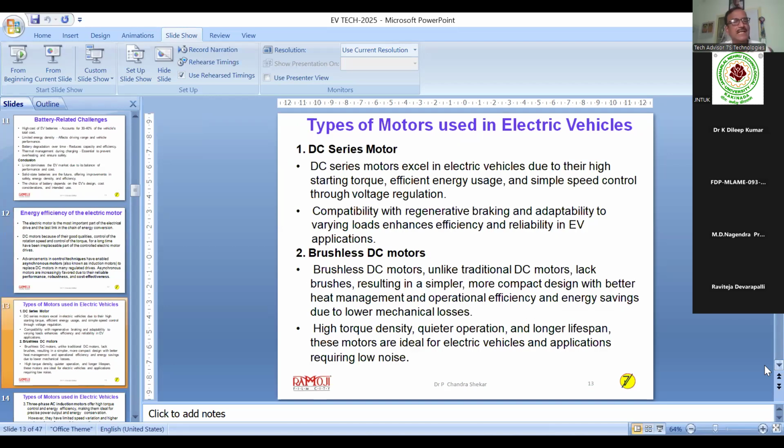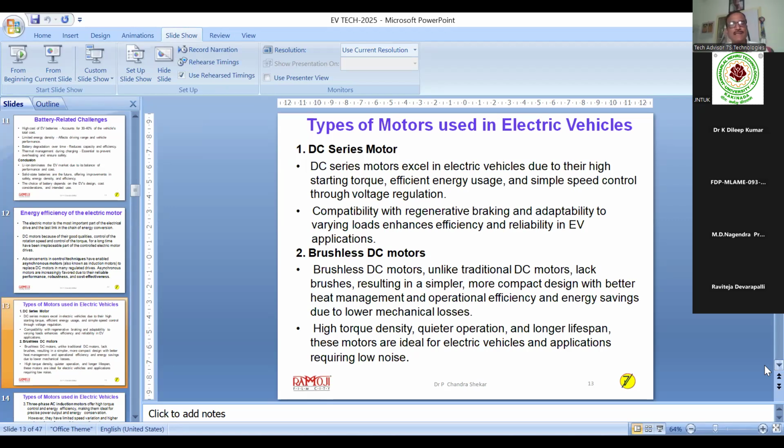We'll just get into little details of DC motors. DC series motors excel in electrical vehicles due to their high starting torque, efficient energy usage, and simple speed control through voltage regulation. DC motors are very simple to do. Compatible with regenerative braking and adaptable to varying load, enhancing the efficiency and reliability in EV applications. The advantage is that if I don't have a load, it draws less current. If I have 4 people sitting in the car, it draws more current. This is possible with DC motors, DC series motor.